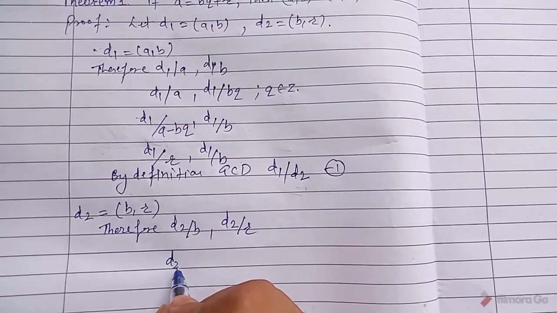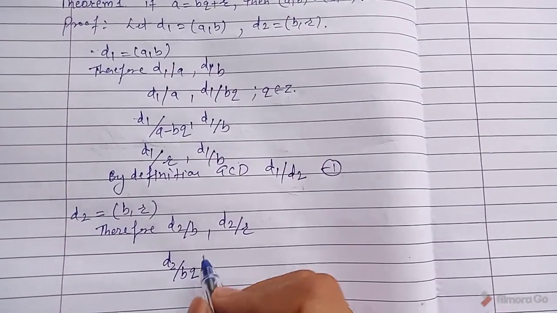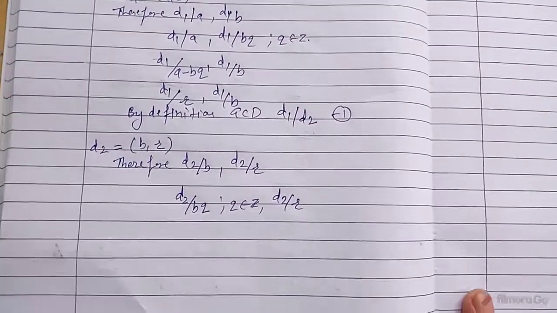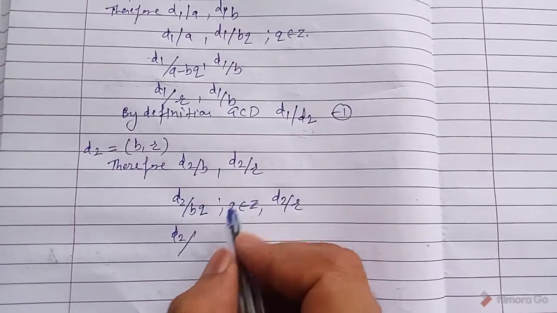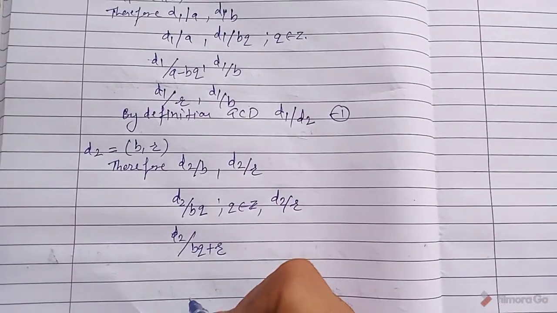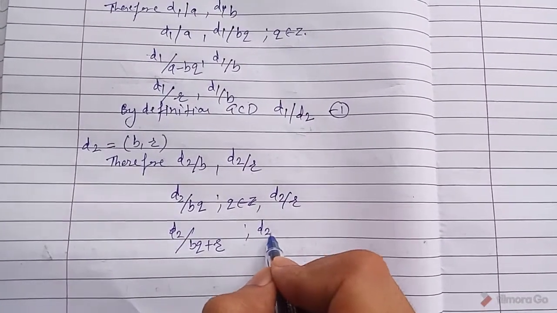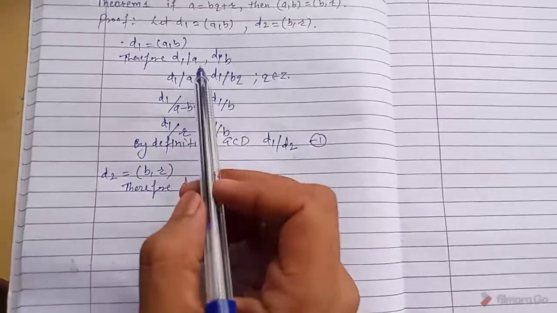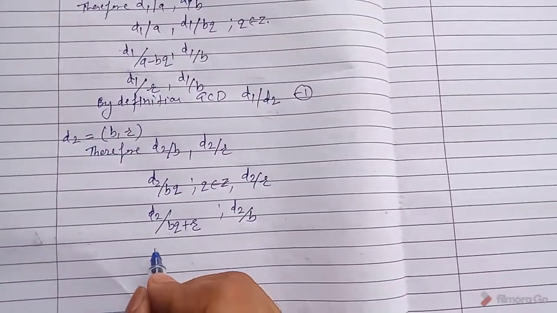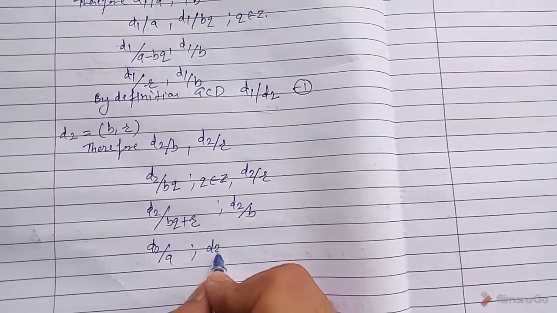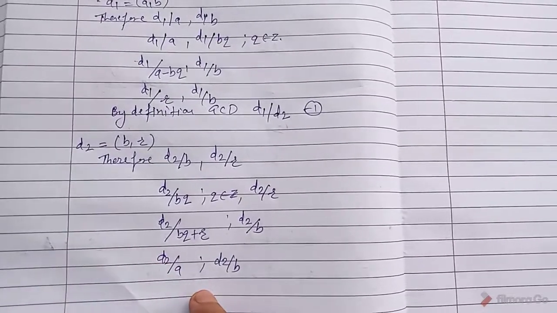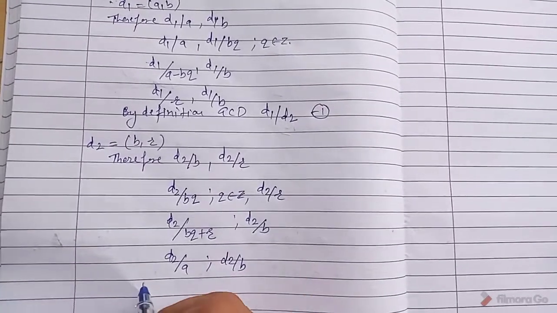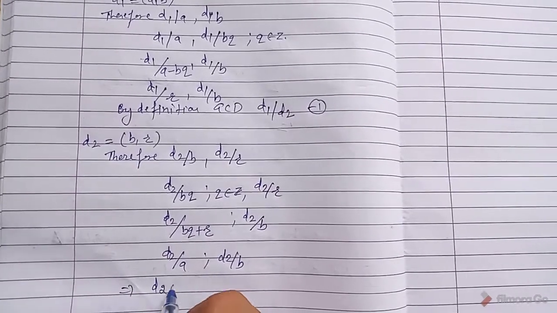D2 can also divide multiples of B, BQ, where Q belongs to Z, and D2 divides R. So D2 can divide their addition, BQ plus R, and D2 divides B. Using A is equal to BQ plus R, D2 divides A and D2 divides B. Now D2 is a common divisor of A and B, and D1 is the GCD of A and B. By definition of GCD, D2 divides D1.